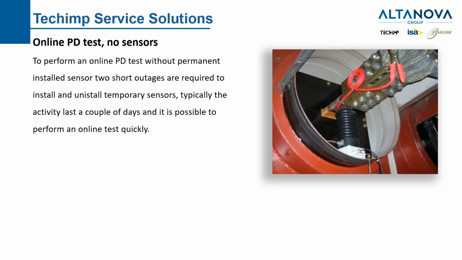Second solution, online PD test without sensor. Always an outage is required. We install the sensor temporarily, and then everything is connected back into position and the generator or the motor keeps running. We don't need an external power supply for the voltage because we use the normal line voltage of the rotating machine.